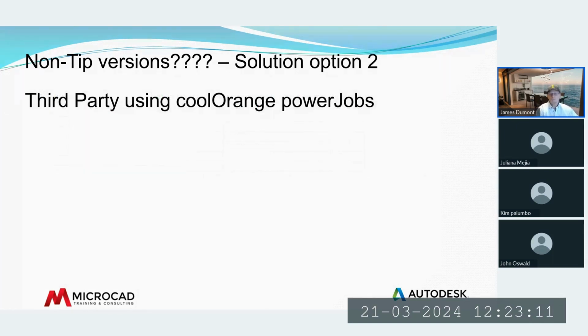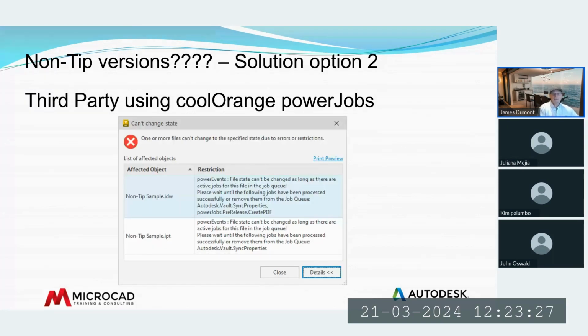We use COOLORANGE. They specifically create products just for Vault, just for managing data. And the way that it works is you'll get these little notifications saying, hey, you can't change the state because the job is in the queue waiting to be processed. This is what we want. We want automatic. We want to be prevented from doing something that will create errors or ambiguity inside of the Vault.